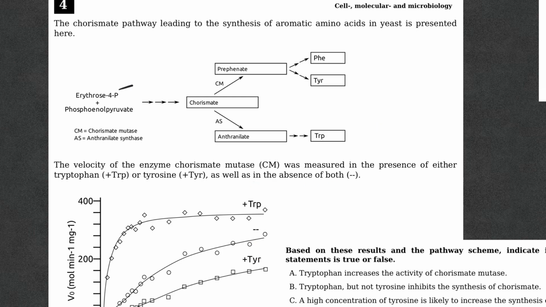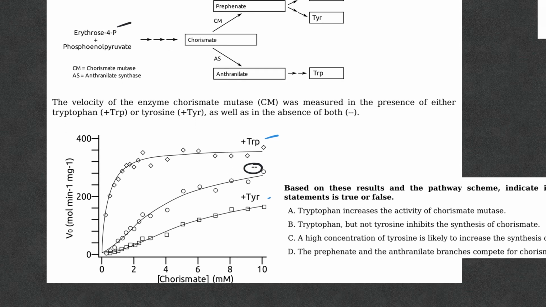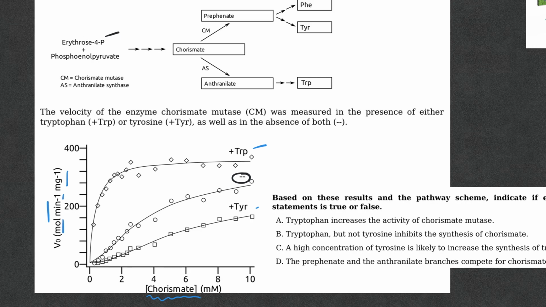So if you see this carefully, you can clearly see we have three graphs plotted. This one has none of the amino acids, that's tryptophan or tyrosine. This one has tryptophan and the below one has tyrosine. On the x-axis you have the chorismate, on the y-axis you have the velocity, micromole per minute per milligram. Okay, now you have to solve the questions.